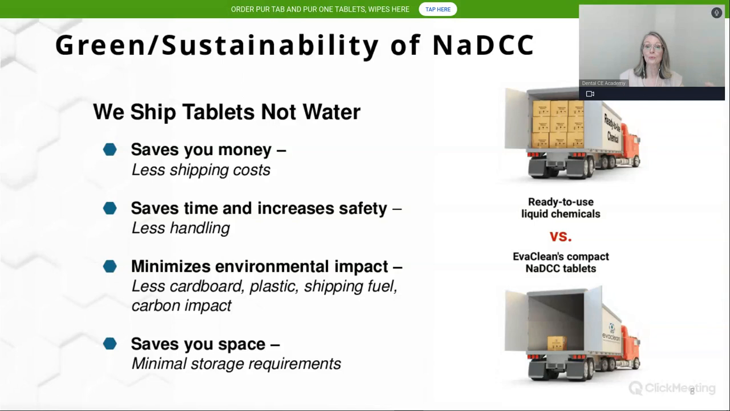So we switched to this system because this was the system that was used by the company that came in and did the biohazard cleanup here.